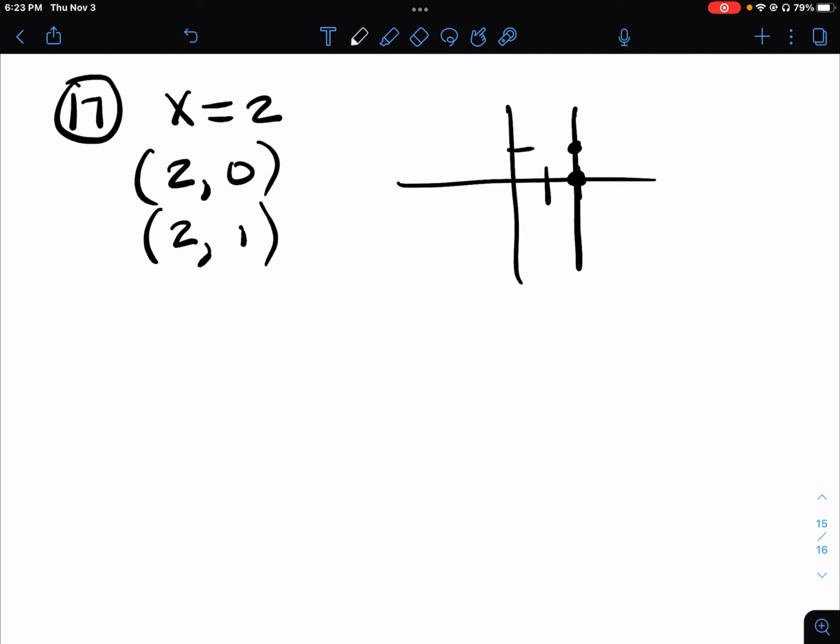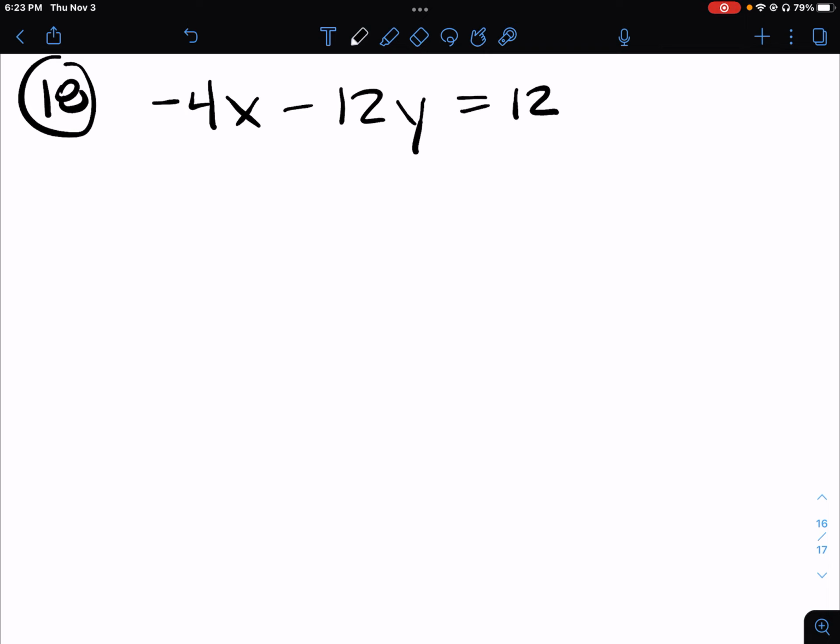Okay, one more graph. And the first thing we want to do is rearrange it so y is by itself. I like to write x first.